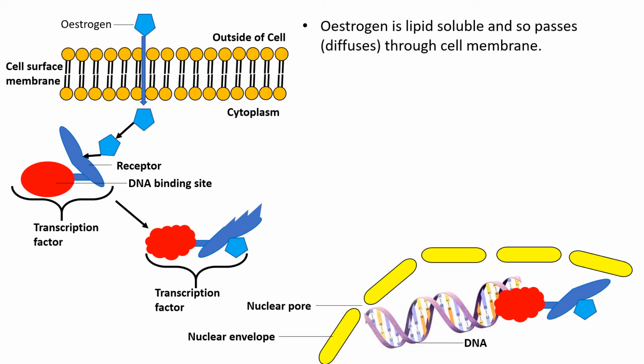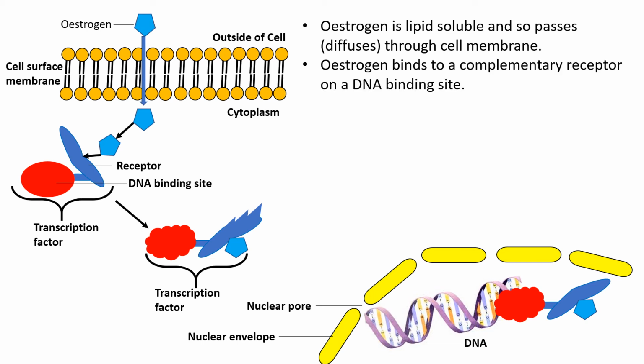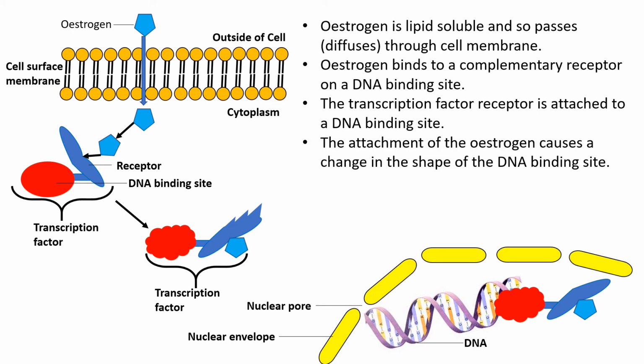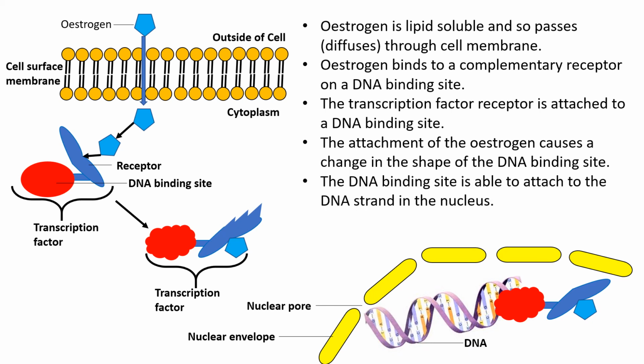Once the estrogen is in the cytoplasm, what it can then do is bind to a complementary receptor on a DNA binding site. And the DNA binding site is part of the transcription factor. When the estrogen has attached, the estrogen then causes a shape change in the DNA binding site. Because we've had a change of shape in the DNA binding site, the whole transcription factor can now move in through the nuclear pores and into the nucleus. Once it's in the nucleus, it can bind with the DNA strand, and as a consequence, it can start the process of transcription.